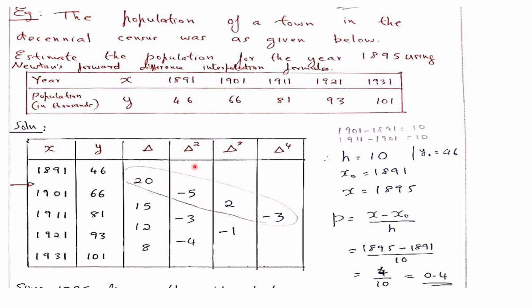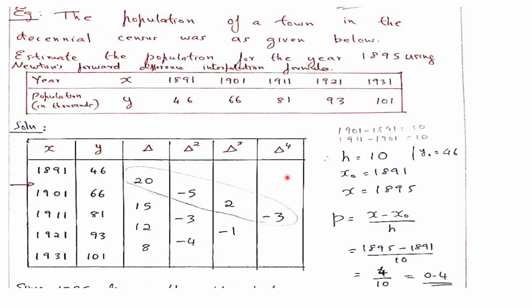So in the next column you find delta square. So delta square is again the same method, but now this is 15 minus 20. So 15 minus 20 you get it as minus 5. Next is 12 minus 15, you get it as minus 3. Then 8 minus 12, that is minus 4. So this completes delta square. Next delta cube is the difference between these two, that is minus 3 minus of minus 5, that is minus 3 plus 5 it becomes, so that is 2. Next minus 4 minus of minus 3, so minus of minus becomes plus there, so minus 4 plus 3, you get the difference as minus 1.